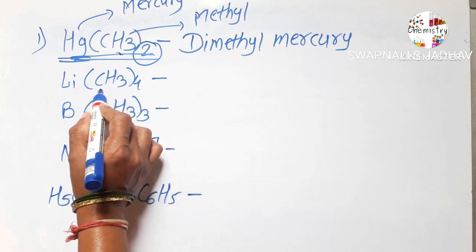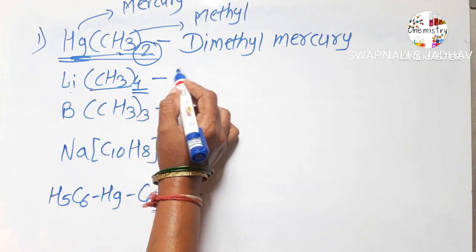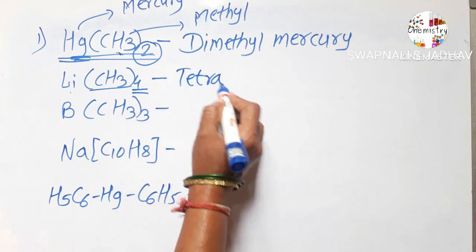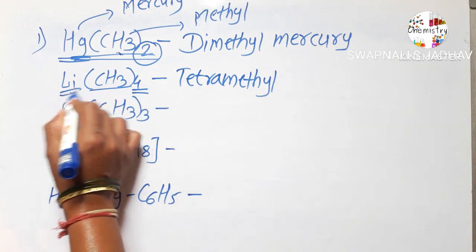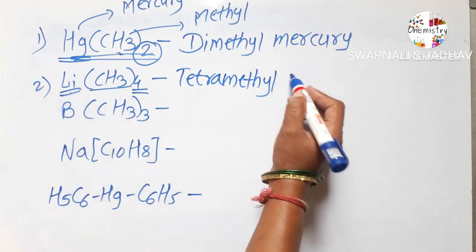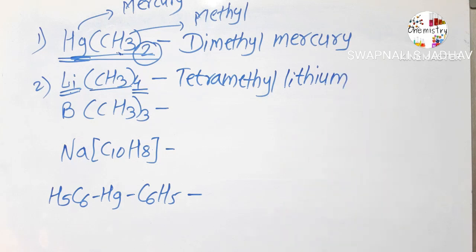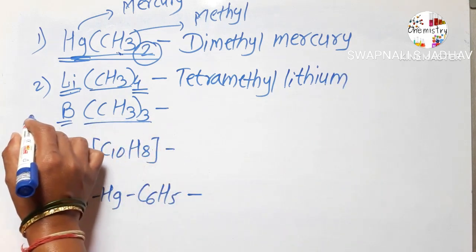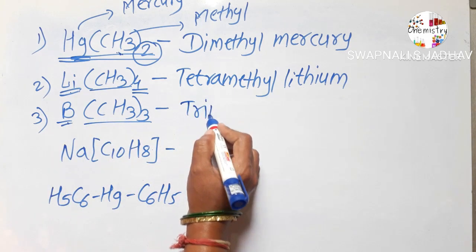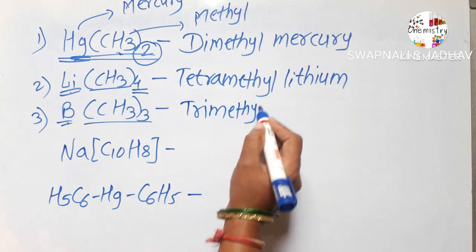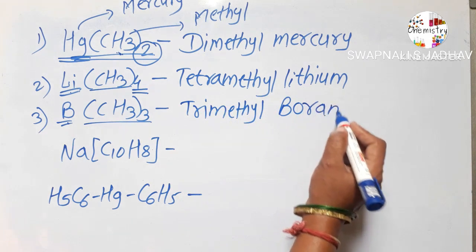The next, Li(CH3)4. So 4 means how many? Tetramethyl, and here which metal is present? Lithium. Therefore tetramethyl lithium. Here which metal? Boron. Therefore trimethyl boron.